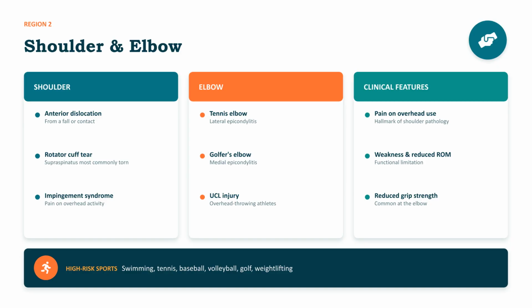High-risk sports include swimming, tennis, baseball, volleyball, golf, and weightlifting. If an overhead athlete complains of pain, don't ignore it. These injuries get worse with continued play.